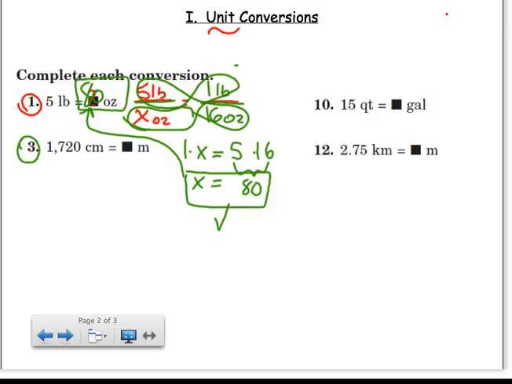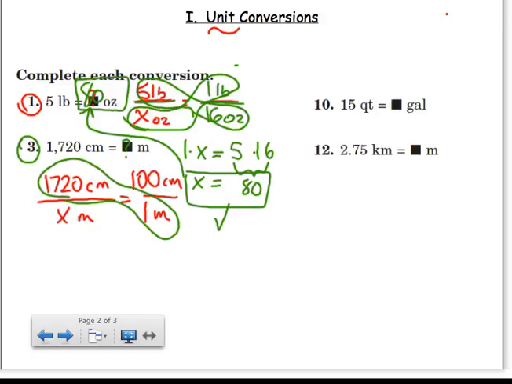Next, I'll look at number 3 that says 1,720 centimeters equals how many meters? Again, I'm going to write a proportion, starting with the information I have. 1,720 centimeters equals X meters. And finish the proportion using the ratio between those two measurements. I know that 1 meter is the same thing as 100 centimeters. And that's how I finish the proportion. Now I need to solve that proportion to figure out how many meters will be in 1,720 centimeters.